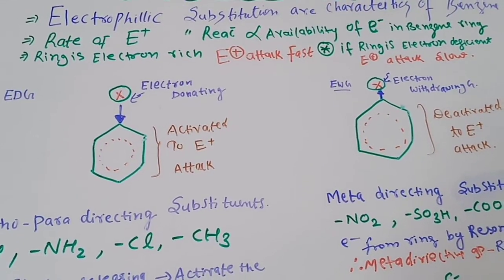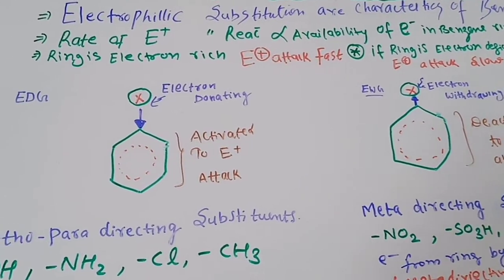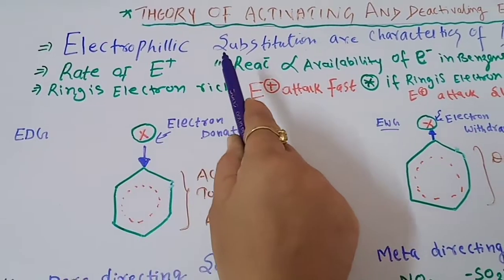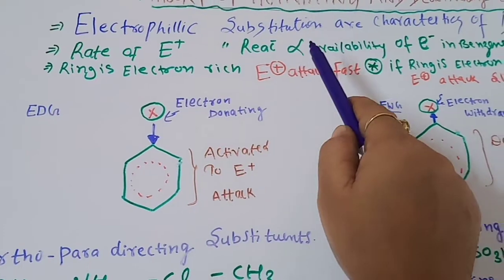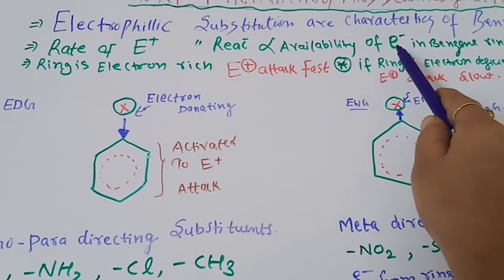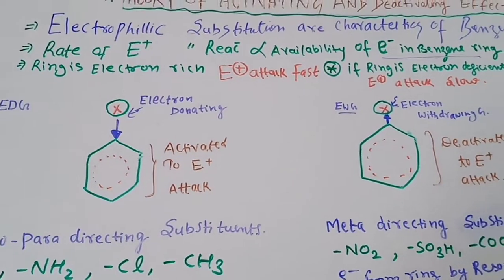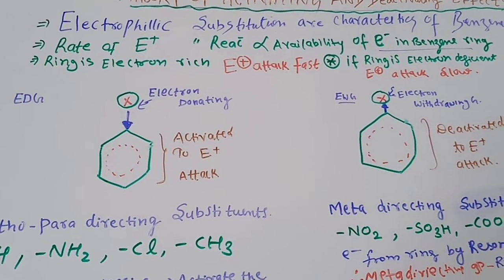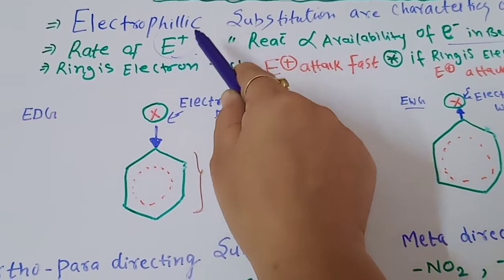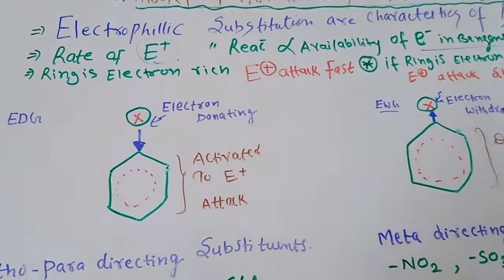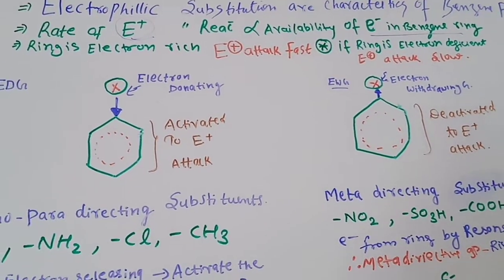So what are the electrophilic substitution reactions? Those are reactions in which the electrophile will attack, and the rate of electrophilic substitution reactions is directly proportional to the availability of the electrons in the benzene ring. It means the electrophile will attack, because the meaning of the electrophile itself is an electron-loving species, so it will attack the positions where more electron availability is there.